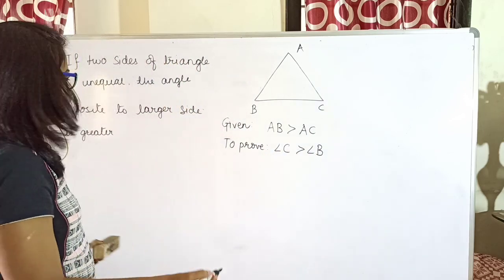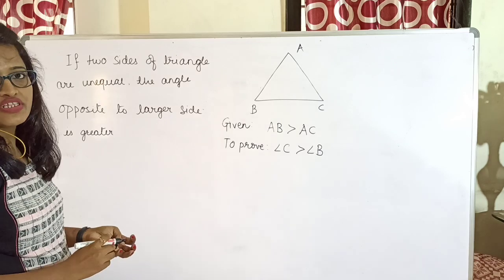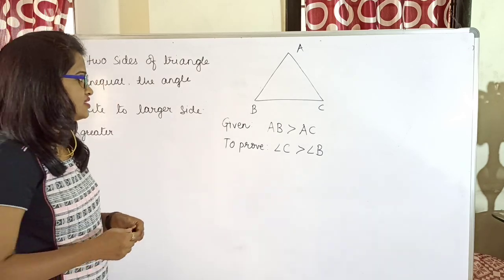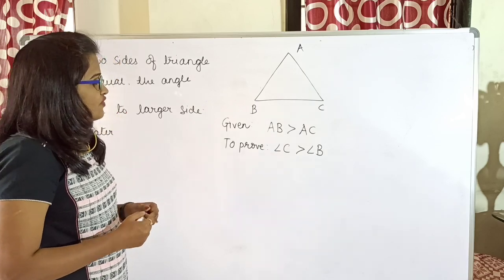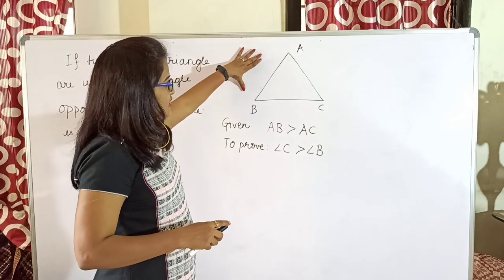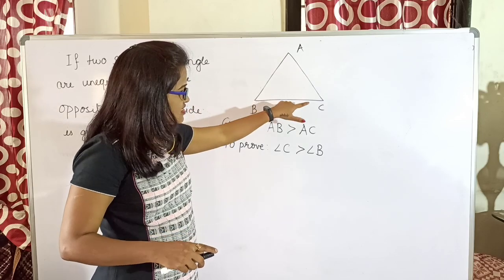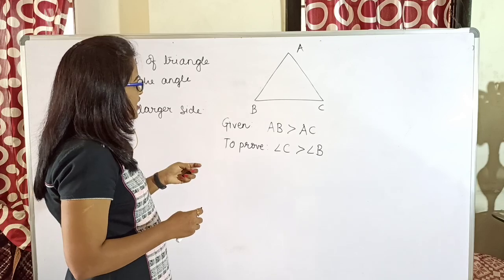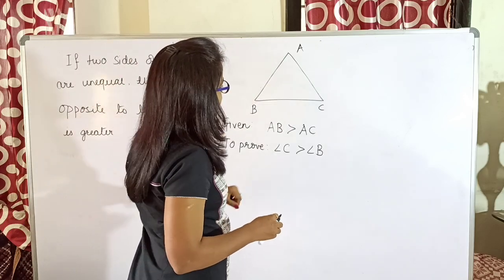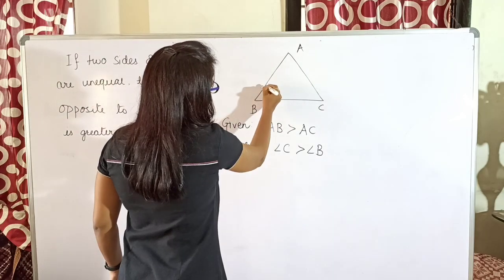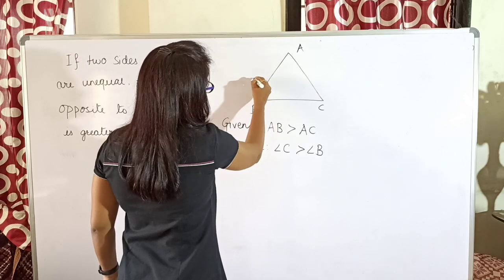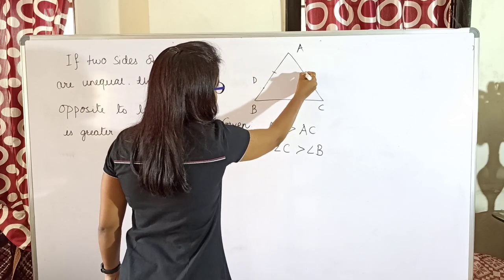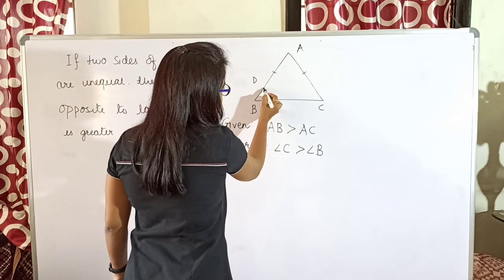Okay, so in an isosceles triangle we have seen the relation between the equal sides. Here we are going to see the relation between the unequal sides. So how can we prove this? Yes, AB is greater than AC, and since AB is greater than AC, angle C is greater than angle B. If AB is greater than AC, definitely there will be a point D in such a way that AD and AC are equal to one another, isn't it?